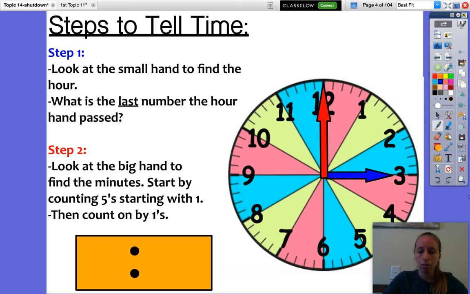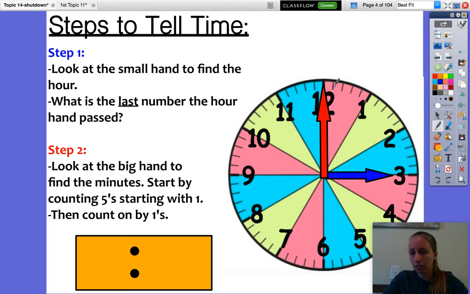All right, so steps to tell time. Step 1 is you look at the small hand, the shorter hand, right, to find the hour. We said the shorter hand tells the hour. So this blue hand is for step 1. That's the shorter hand, and that tells us the hour. What is the last number the hour hand passed? Okay.